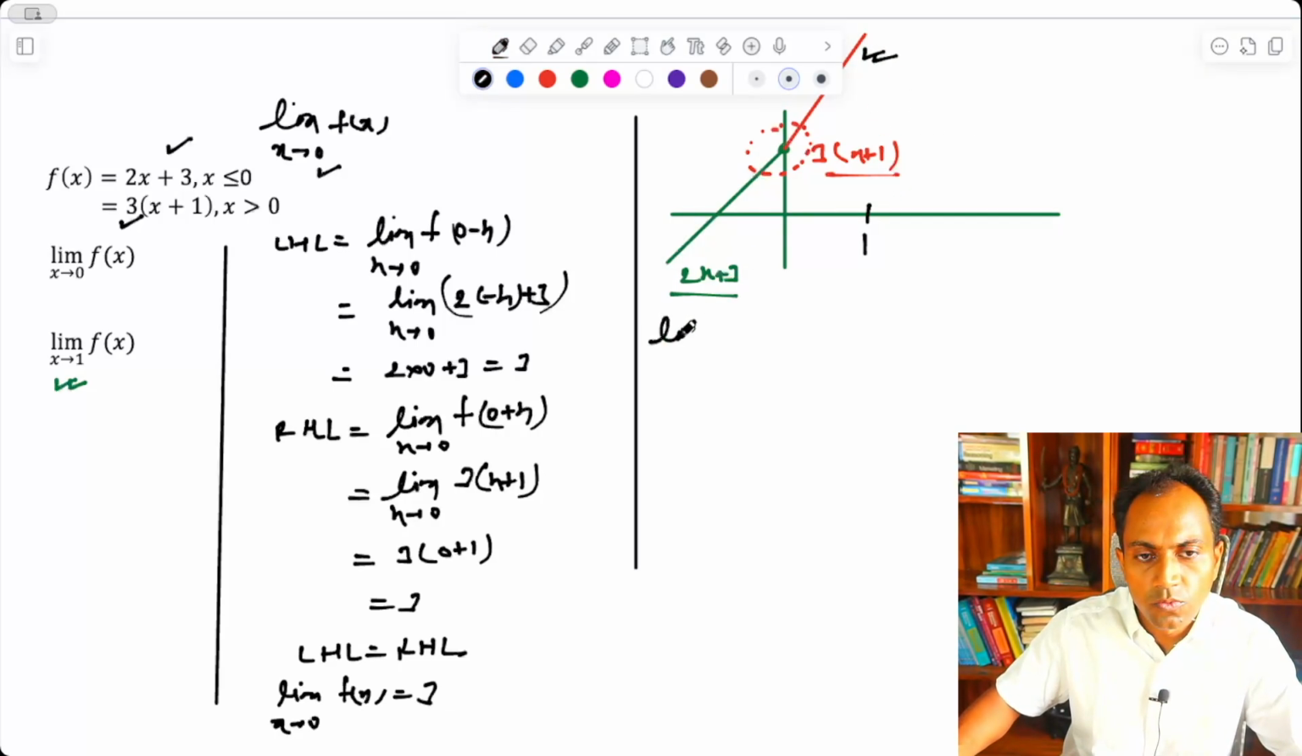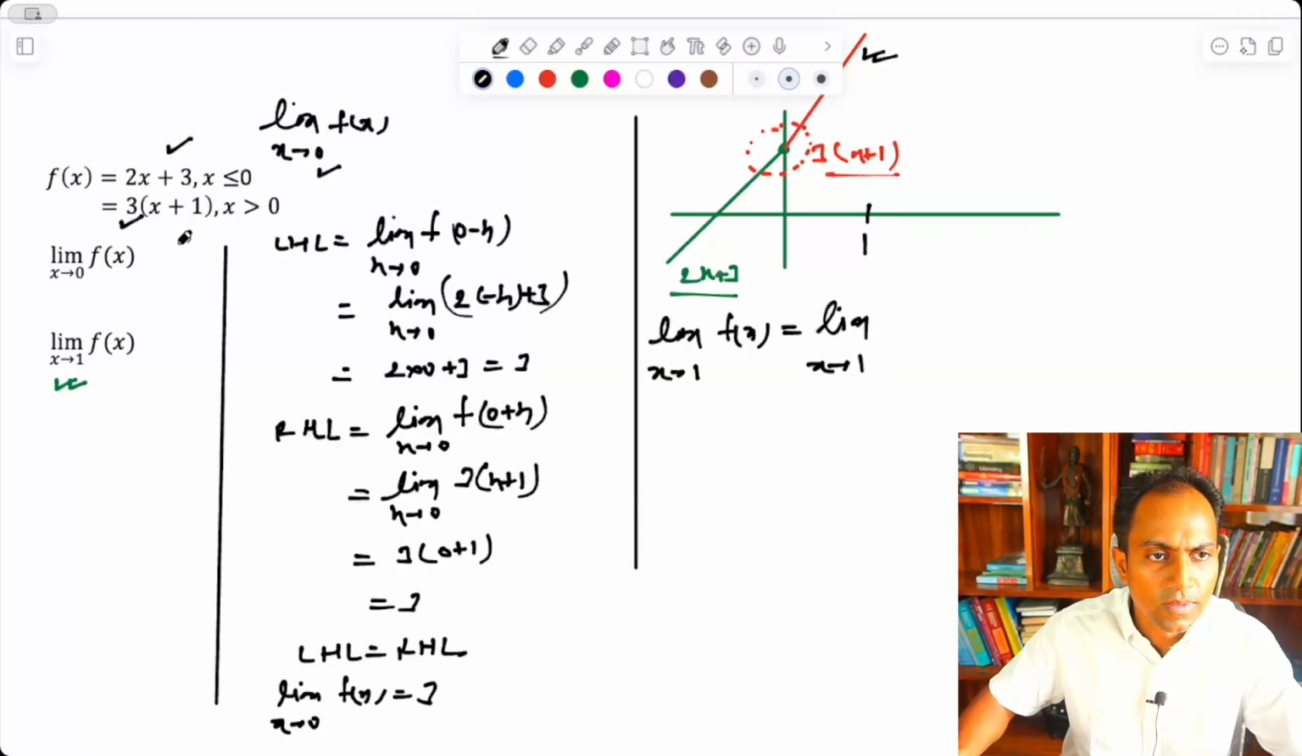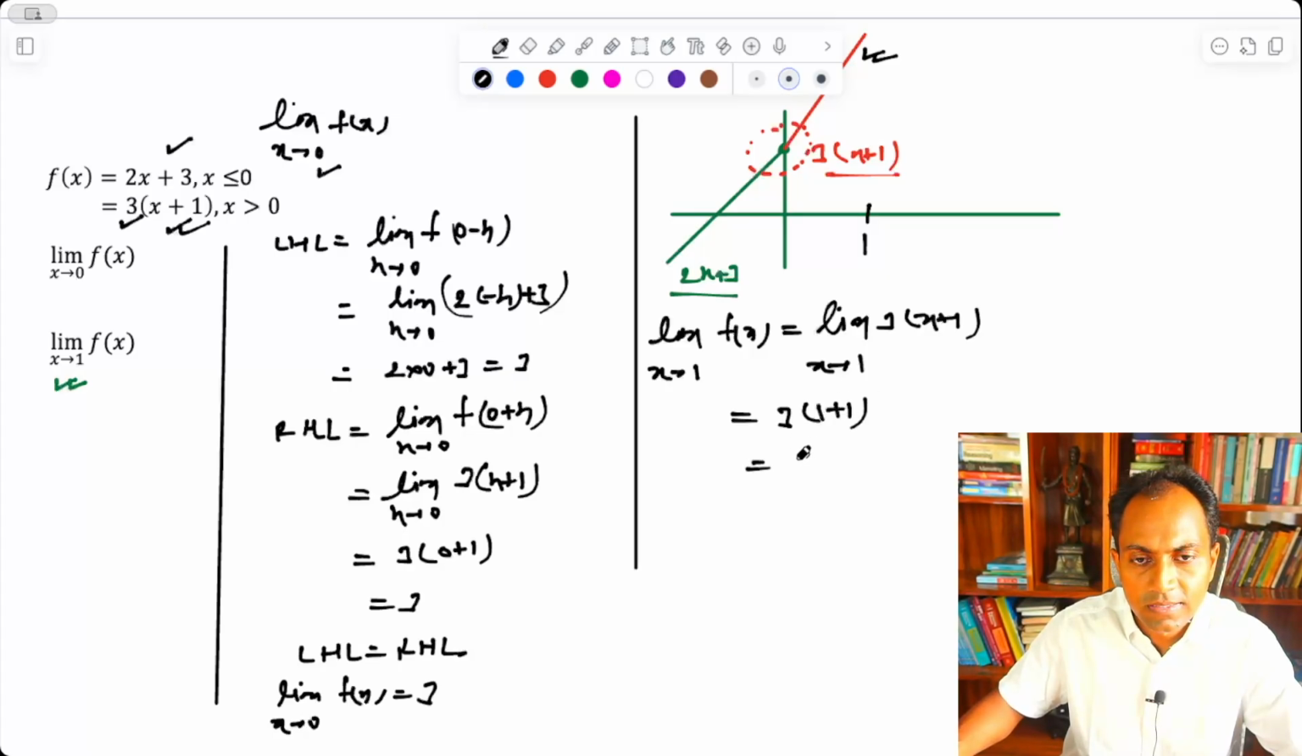So, if I want to find the answer for limit x tends to 1 f(x), I can directly consider the values for this function. I can consider directly the function as 3 times x plus 1. If I do direct substitution, the answer becomes 3 times 1 plus 1. Answer comes out to be 6.